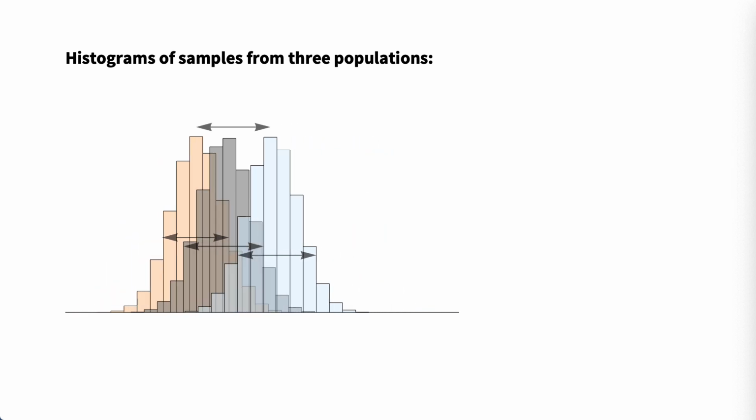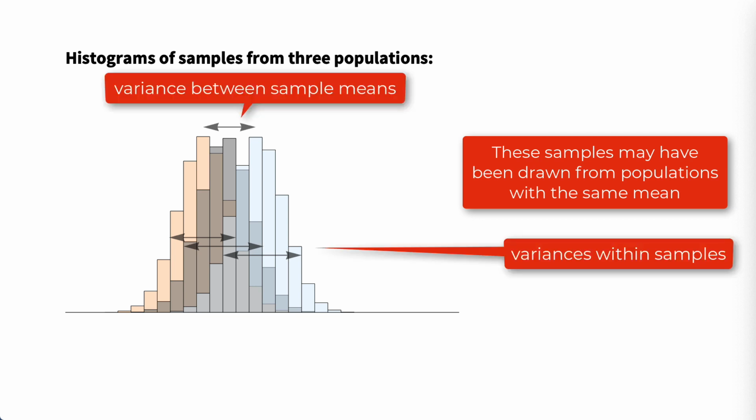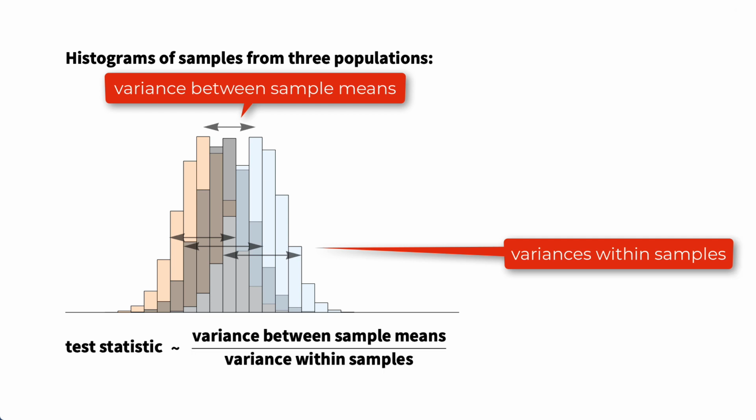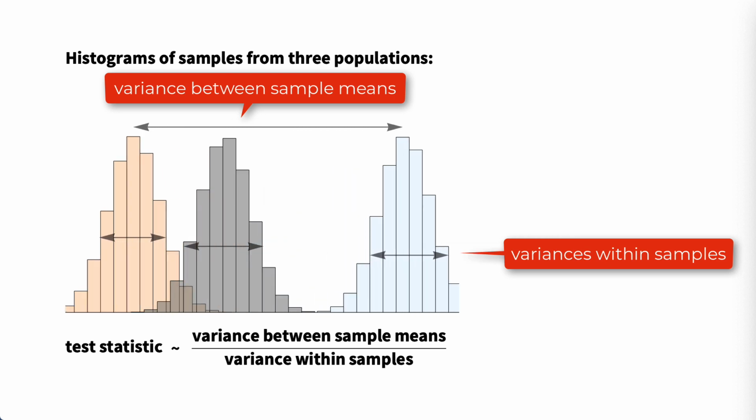And if the histograms show a lot of overlap, then it's likely that the samples were drawn from populations with the same mean. So by comparing the variance between samples with the variance within samples, it's possible to make inferences about the population means. The test statistic in an analysis of variance hypothesis test is based on the ratio of the variance between sample means to the variance within the samples. If this ratio is small, then it's likely that the population means are all the same, and if this ratio is big, then the means of the populations from which the samples were drawn are probably not all the same.